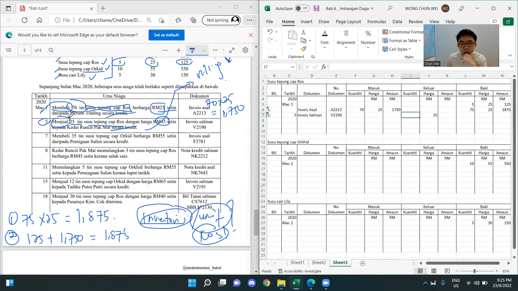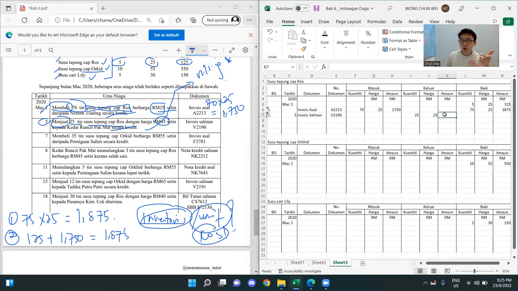And then berapa unit yang kita jual? 25 unit. You see? So the harga should all be the same. 25, 25, you can see. Do you understand? If yes, you type a yes, Y-E-S in the chat box.